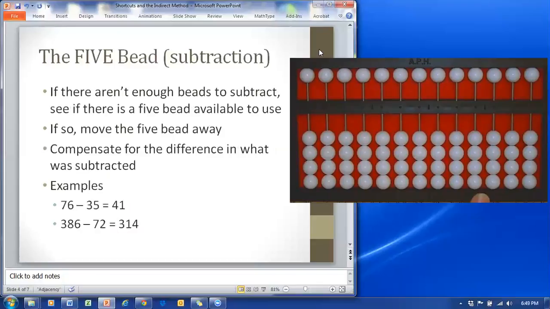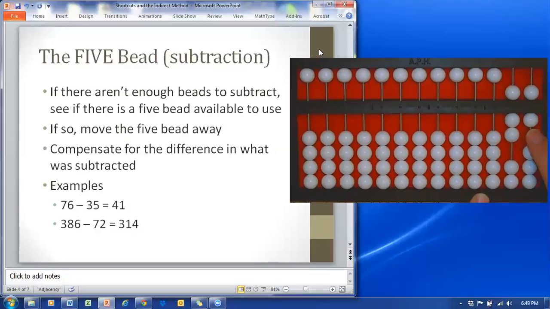With subtraction, if there aren't enough beads to subtract, see if that 5 bead is available to subtract. If so, we're going to move that 5 bead away and compensate for any difference that was subtracted. Our first example is 76 minus 35, so we'll set 7 10s and 6 1s. Now we want to subtract 35.